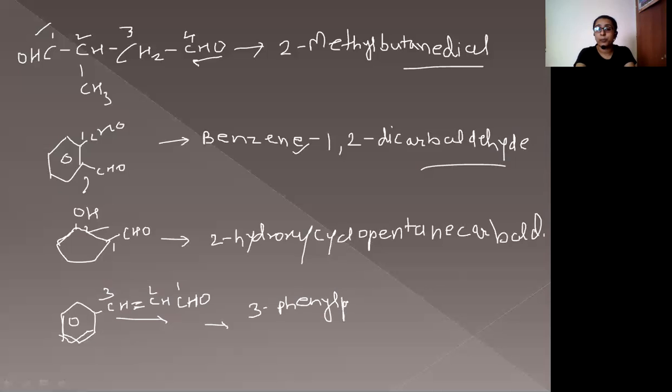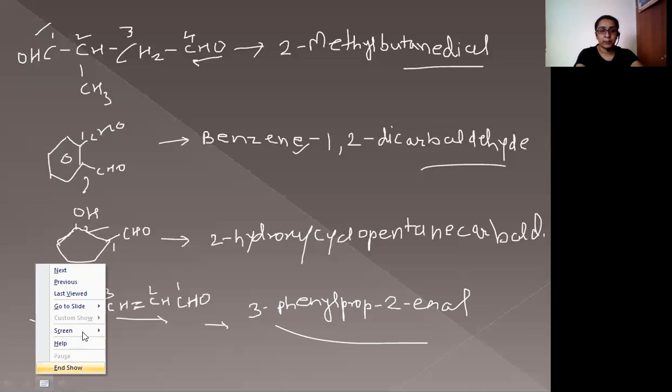Prop. डबल बॉन्ड का पोजीशन आएगा, दैट इज 2-en-al, right? This is the name of this one, cinnamaldehyde. I hope this much is clear. Okay, so one more example. We will try to solve it out with one more example.